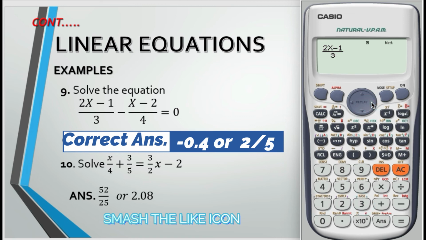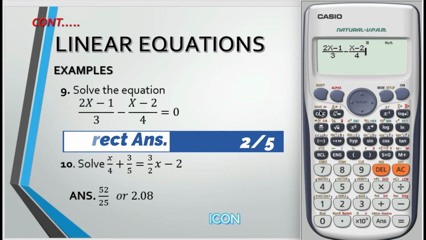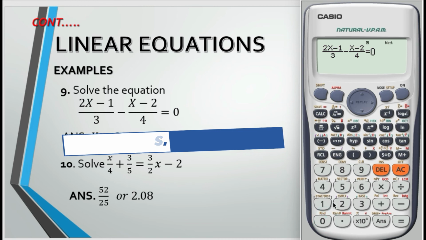Hit the right arrow key to go to the right hand side. Then you type minus another fractional sign. Then I get x alpha x minus 2 on 4 equal to, so we don't use this equal to sign because when you hit it, it will try to compute your answer for you. So we are using this equal sign over here. So you press alpha and calc, the equal sign will come, then you hit the 0.